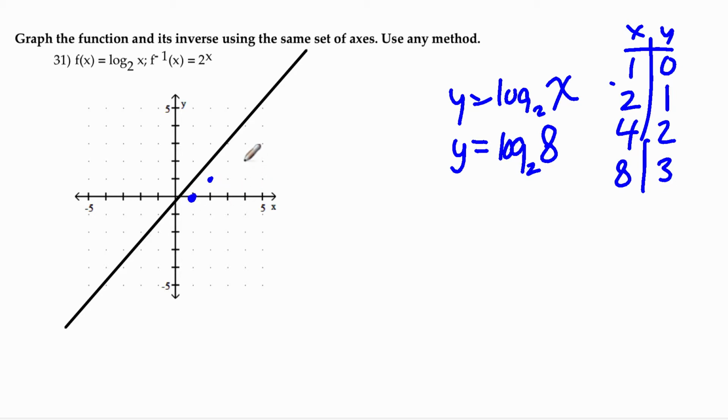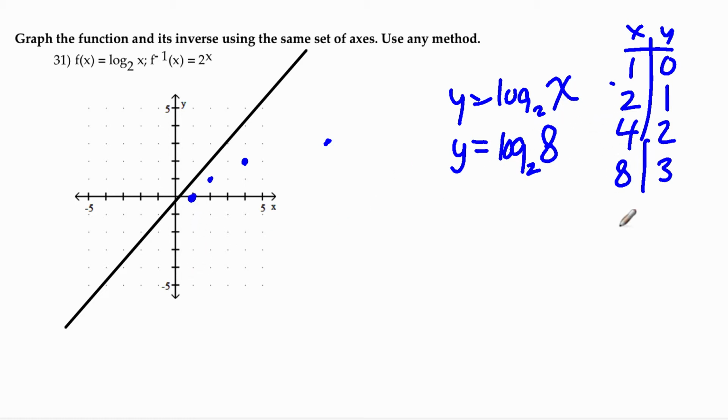4 and 2 is a point. 8 and 3 is another point. So that'd be, I don't know, that's sort of over here somewhere. Anyway, it looks like the graph. I wonder if I could get some information around here, like 0.5.